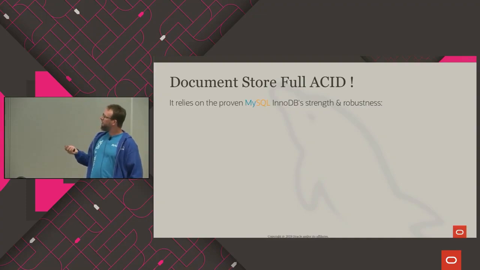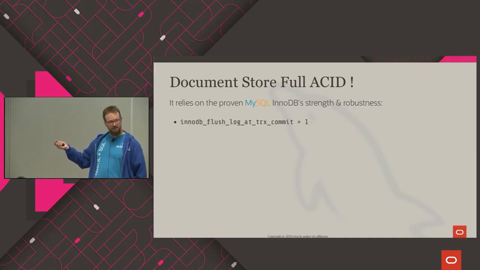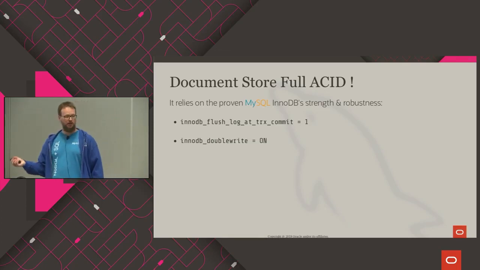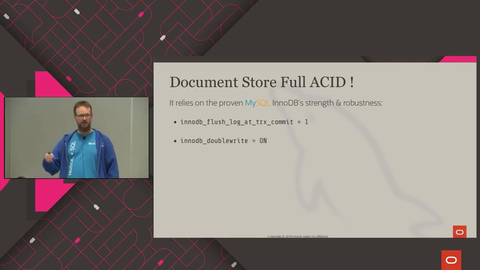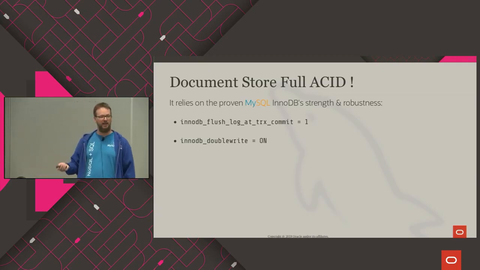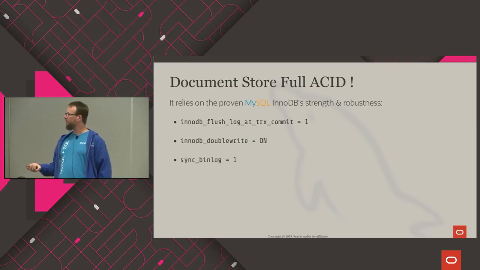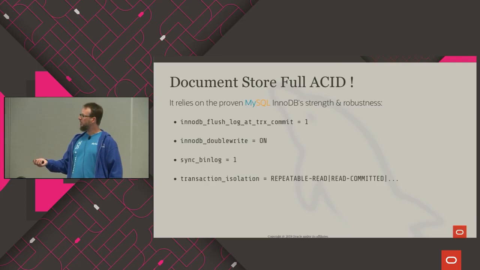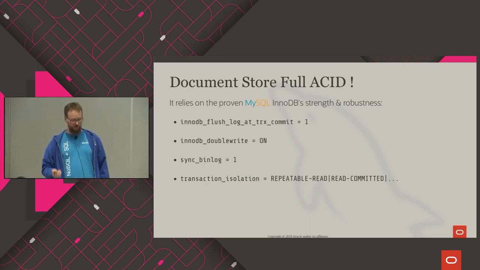So, of course, the document store is also full ACID. We use innodb_flush_log_at_trx_commit at 1, so every transaction you do will be flushed to disk. We use the double write buffer. It's on. So if you're a DBA and you know InnoDB, this is all the stuff you do to never lose any data at all, even if you use replication: sync_binlog equal 1. And then we have transaction isolation, all supported in the document store. So we are full ACID.